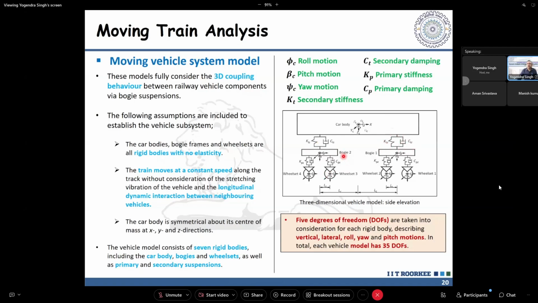And similarly, the other bogie. Let us say this is the front bogie. At the front, there are two axles, rather four wheels, in the front of the car. And similarly, there are two sets of wheels, or two axles, at the rear end of the car. And between these, the car body can also vibrate. It can move up and down. It can move, of course, horizontally and laterally, and it can rotate also. So all types of motions are possible here. So we take into account this system.